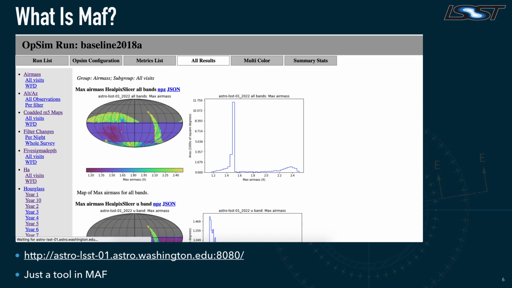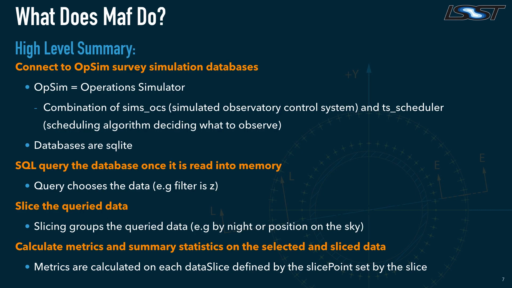And so now we're going to start getting into what MAF actually is doing. So at this very high level summary, I said you have this OpSim database, and it gives you that connection to the OpSim database. That's something you always have to do. The next thing it allows you to do is use a SQL query to choose the very specific data that you'd like to use. You can look at all of it at once, but if you'd like to do very specific things, you can use almost the same SQL queries that you'd use with any kind of database.